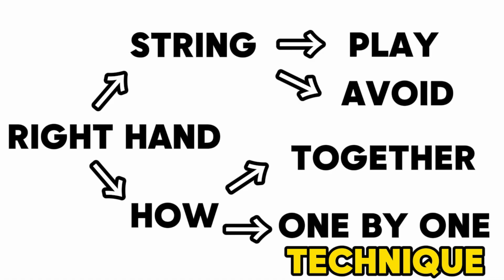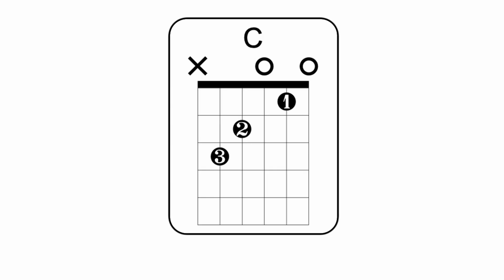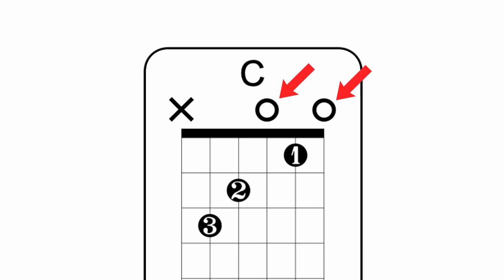Now let's move on to the right hand. The easiest part is figuring out which strings you should and shouldn't play. There are 3 possibilities. If a string has a finger placed on it, obviously you play that string. If there's an open circle above the string, that means you play it as an open string. And if there's an X above the string, don't play that string.